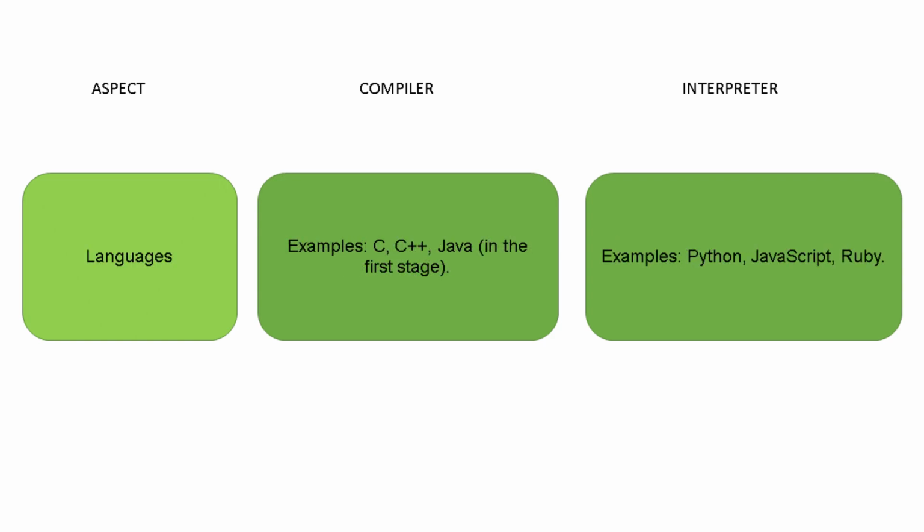Now, an example with respect to which programming language comes under which method. C, C++, and Java come under the compiler. Python, JavaScript, and Ruby come under the interpreter based system. If you see Java, there is a note written here, in the first stage. What does it mean? Guys, understand, Java does not solely depend on the compiler, it is a hybrid. It works mainly on both the compiler and the interpreter. That's why it's a hybrid. But in the first stage, Java is based upon the compiler. That's why it is written here.